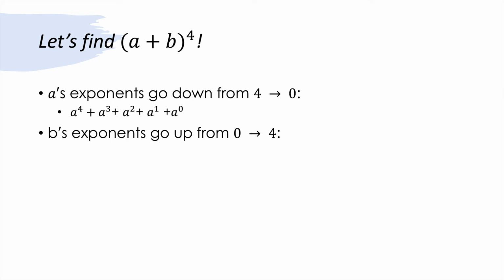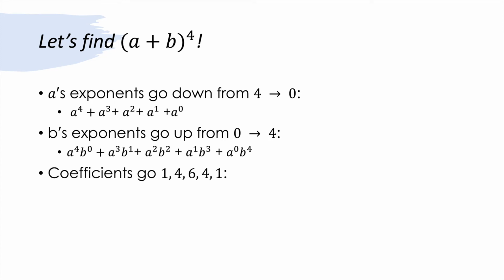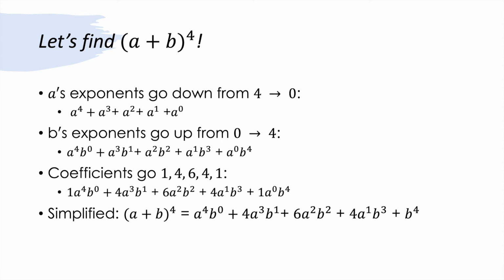So adding the b terms to the above result, we'll get a to the power of 4 times b to the power of 0 plus a cubed times b to the power of 1, and so on until we get, in the last term, a to the power of 0 times b to the power of 4. Looking at the coefficients and using Pascal's triangle, we'll see that the coefficients are 1, 4, 6, 4, 1. And if we go ahead and add the coefficients to the above terms, we'll get this result. And if we simplify by removing the 1 coefficients and all the terms with an exponent of 0, we'll get a final simplified result for a plus b to the power of 4.